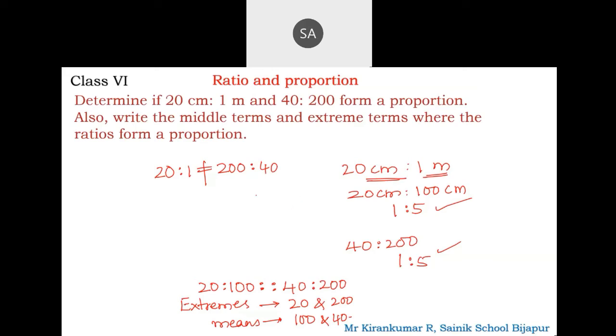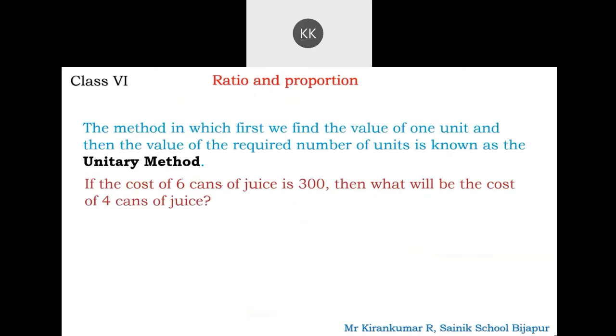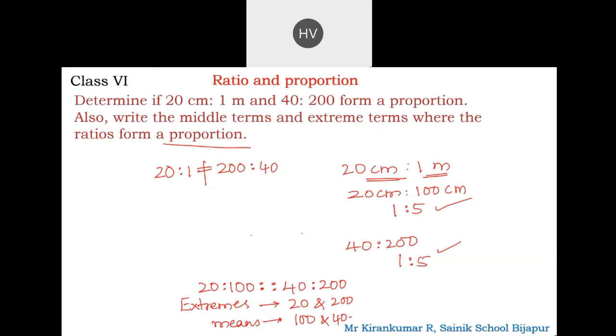We are not just after the product. We need to identify whether it is in proportion or not. So we have identified that the product of extremes and the product of means are equal.